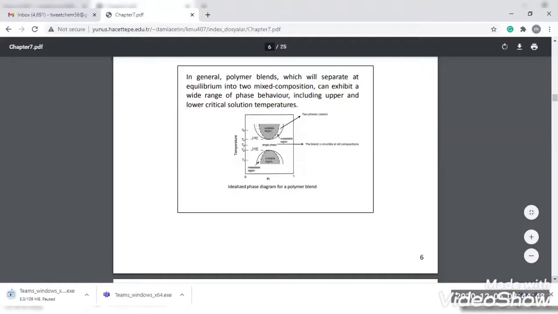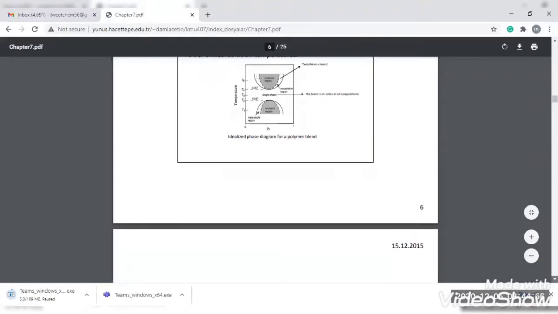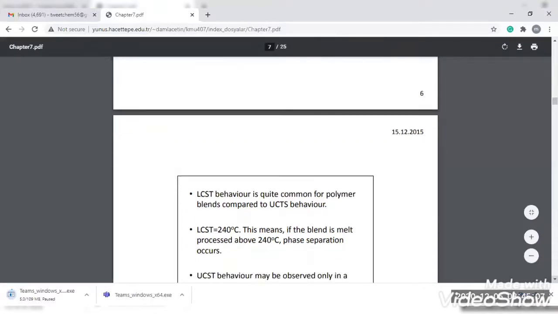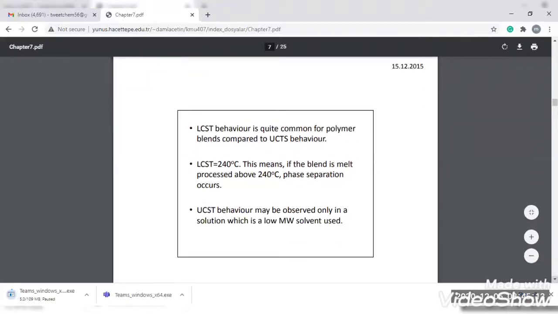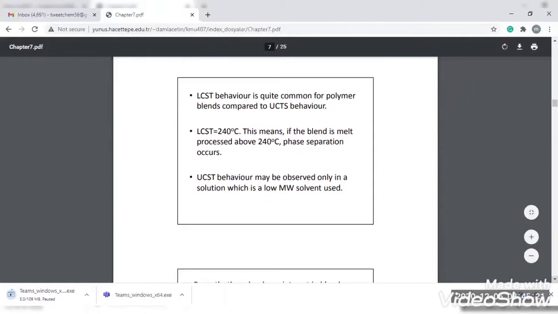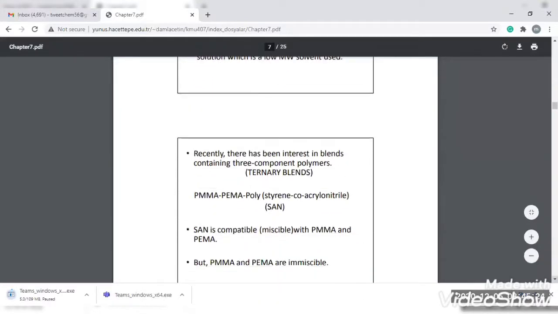Two phases coexist, and the blend is mixable at all compositions. LCST behavior is quite common for polymer blends compared to UCST behavior. If the LCST is 240 degrees centigrade, this means that if the blend is melt processed above 240 degrees centigrade, phase separation occurs. UCST behavior may be observed only in solutions where a low molecular weight solvent is used.